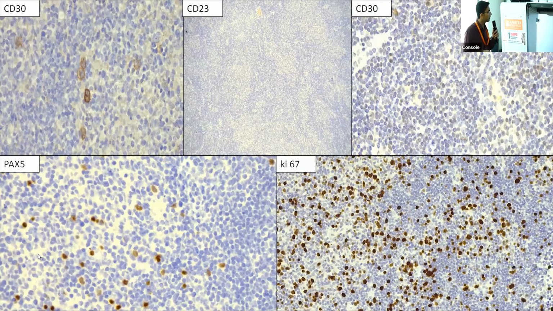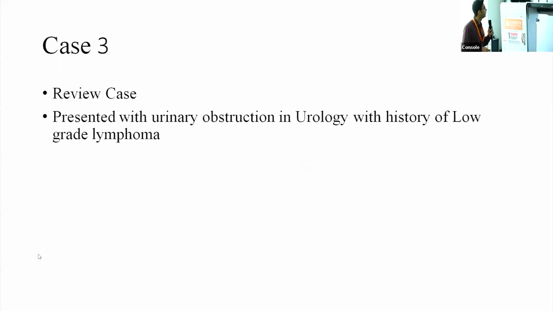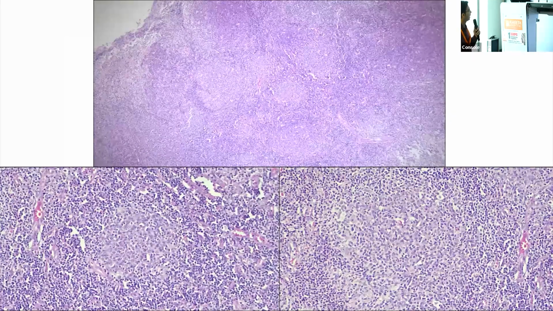Ki67, we can see the Ki67, it is more in the lighter zone. We have 5 more minutes. And PAX5 is dim positive. So the diagnosis was nodular lymphocyte predominant Hodgkin lymphoma. So this is a case of review.